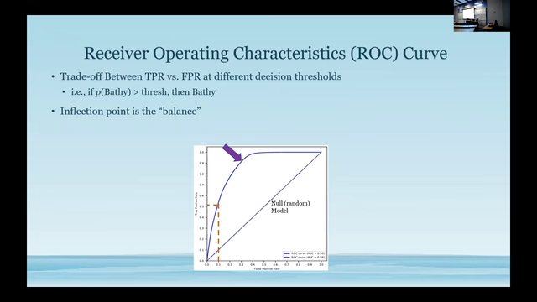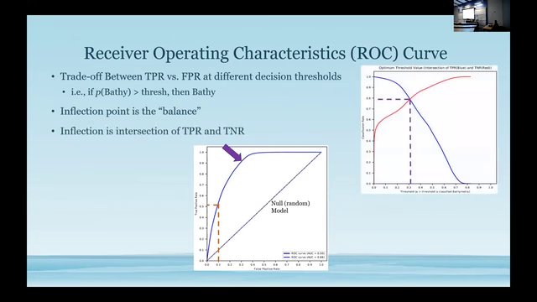Now, the optimal point is right there, the inflection point, and it turns out that inflection point is where the true positive rate and the true negative rate intersect. So in this case, if I change my decision threshold, instead of saying everything with a probability greater than 50% of being bathymetry, I say, well, I'm going to use a threshold of 0.32. In some ways, it's more optimal because it makes that trade-off.